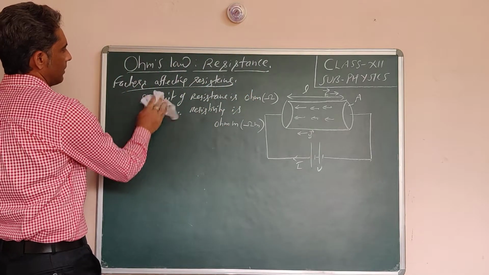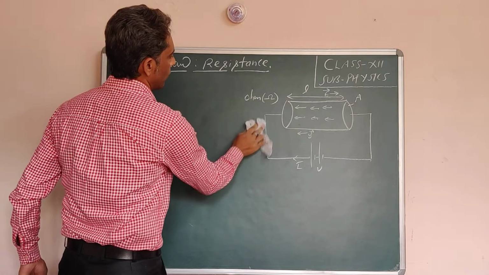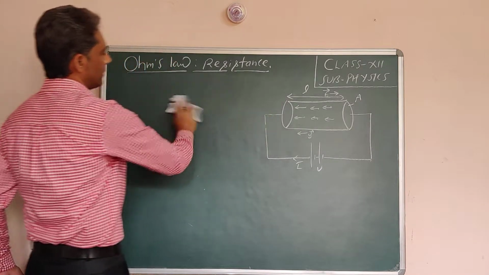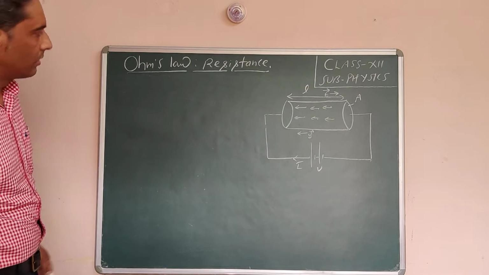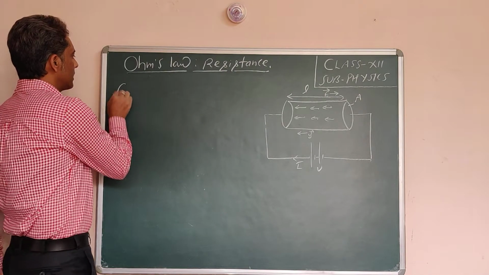Now we can write the microscopic form of Ohm's law, or Ohm's law in vector form. Before that, what is current density?